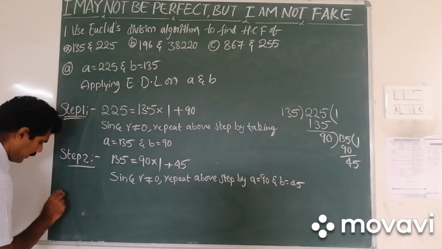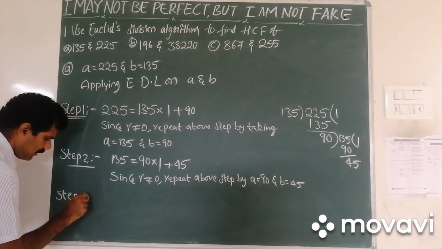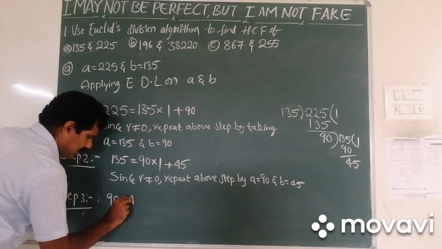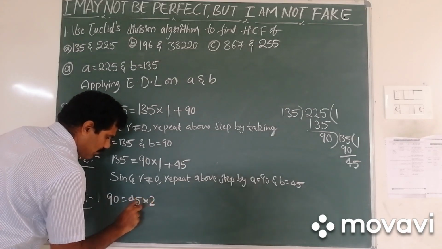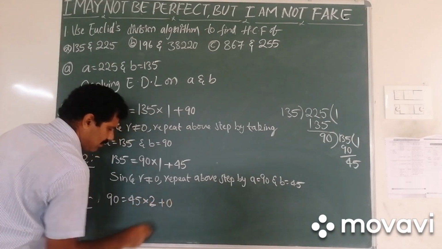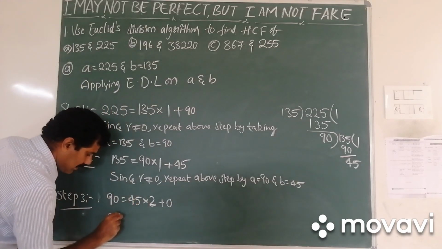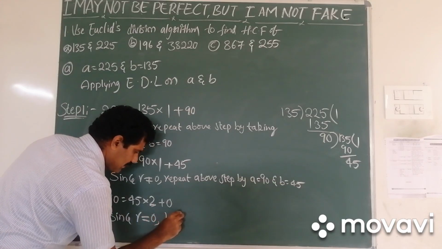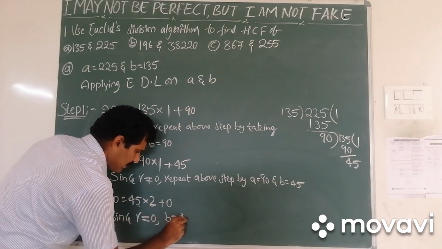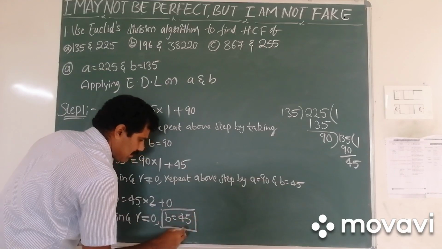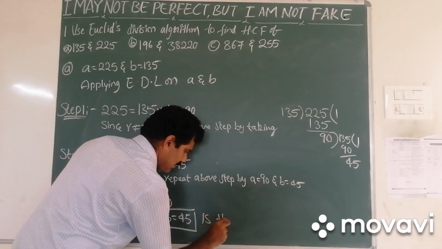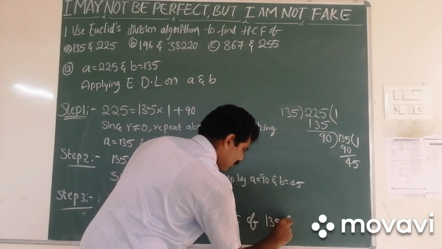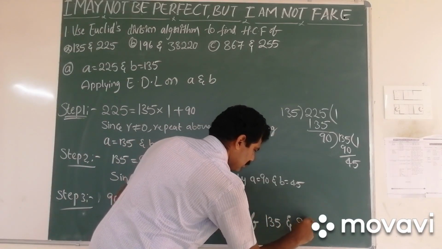Then how do we write step 3? See, 90 can be written as 45 into 2. 45 twos are 90 and the remainder will be 0. Now directly you can write: since r = 0, b = 45 is the HCF of 135 and 225.